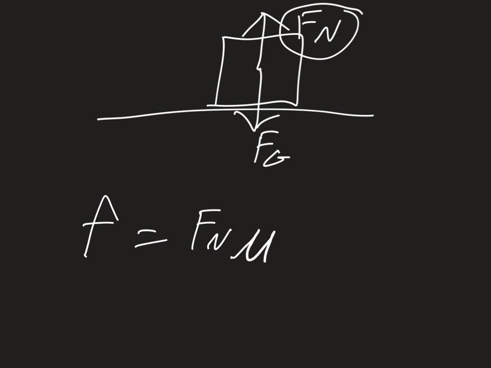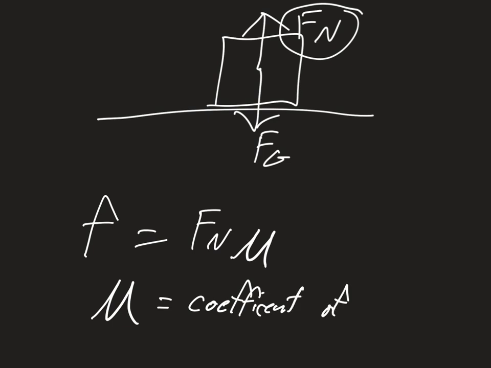Now, it's a Greek letter that we call a mu. It looks like a fancy U to me, but it's a Greek letter called a mu, and it's just the coefficient of friction. So let's see if I can write that somewhere. That's the coefficient of friction.